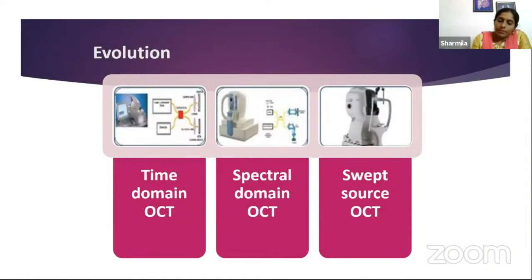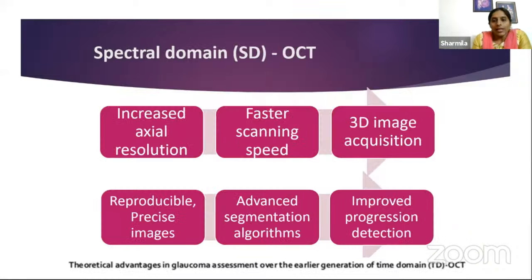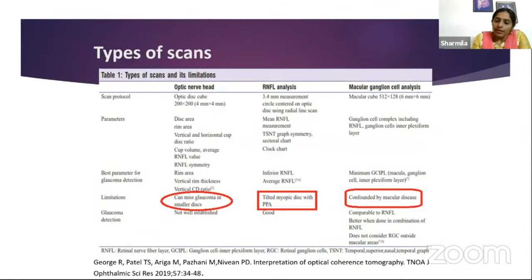We all know that there have been several evolutions in the OCT. First it started off with the time domain, then spectral domain, and now swept source OCT. The recent modalities of OCT have better resolution, faster scanning speed, three-dimensional acquisition of images, they're highly reproducible, they have better segmentation algorithms, and they're very useful for detecting progression. I'm very much convinced in using an OCT because it gives so much information.